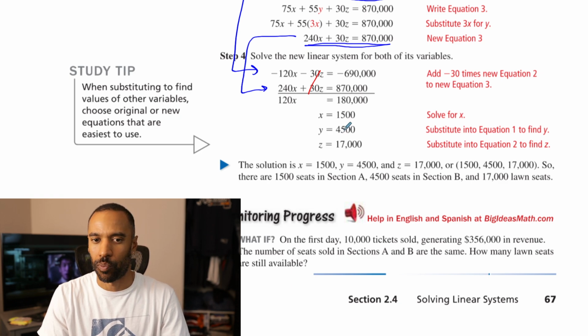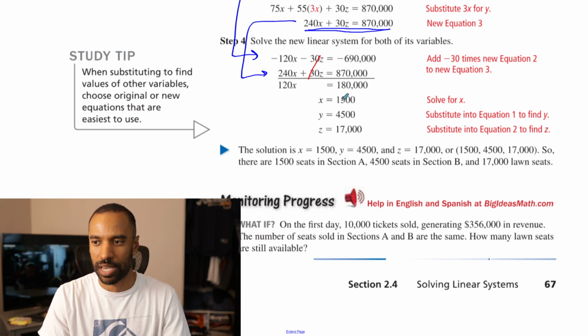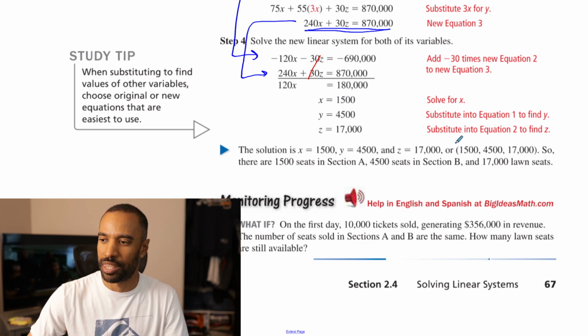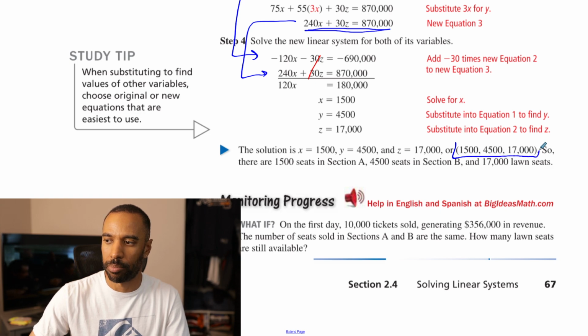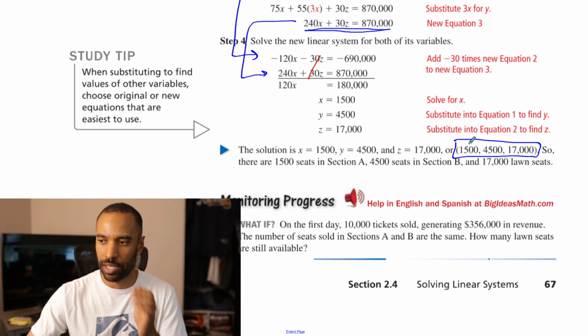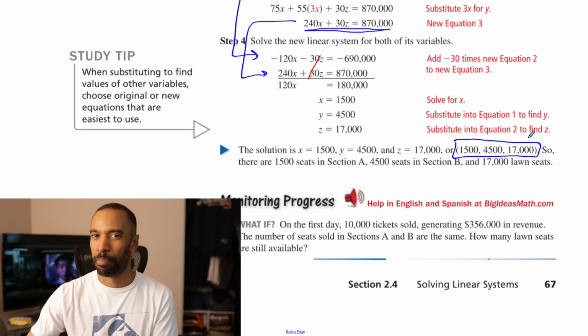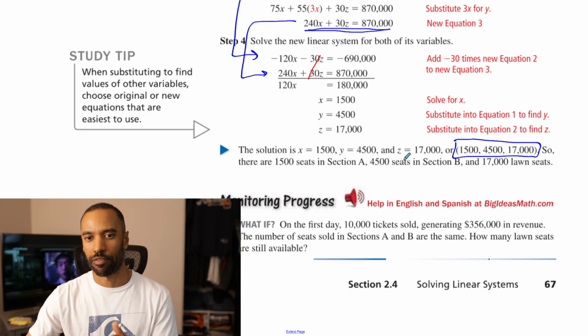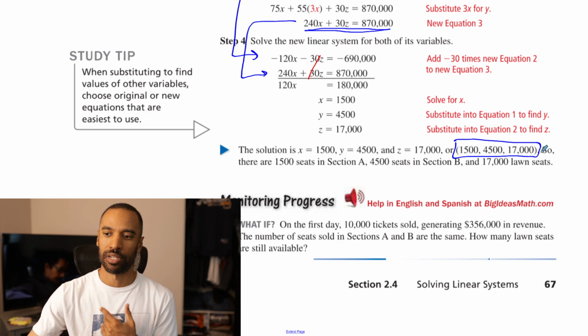Seems to check out as well, right? 4,500 is 3 times as much as this, and you can double check everything. Now, the solution, as they wrote as an ordered triple, is this, but I would say it more as a word problem. I would leave it in context. So that's the ordered triple answer, but I would instead say what they say next. There are 1,500 seats in section A, 4,500 seats in section B, and 17,000 lawn seats.